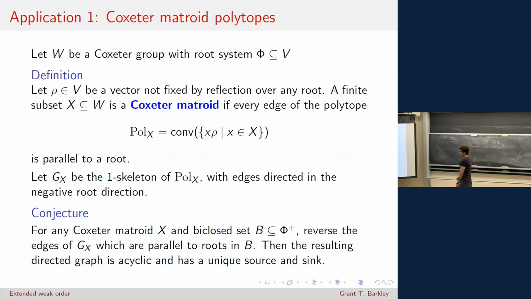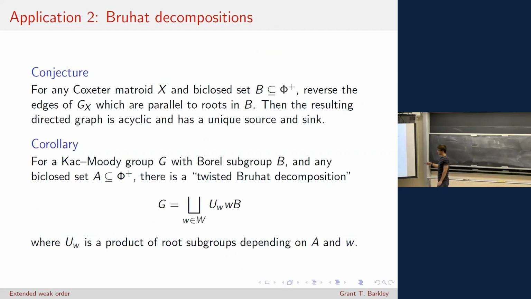Okay. So an application of that, this is just that same conjecture right here about the Coxeter matroids. A corollary of that conjecture is that if I have a Kac-Moody group G, so this is like the Lie groups associated to infinite Coxeter groups, and I have a Borel subgroup B, and I have a biclosed set of roots, then there should be some twisted Bruhat decomposition, some way of writing the group as a disjoint union over the elements of the Weyl group of some subgroups times W times B.